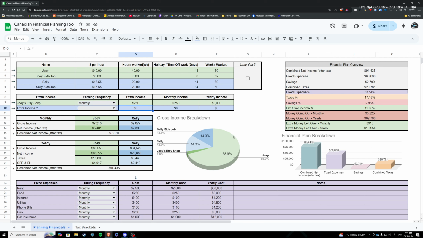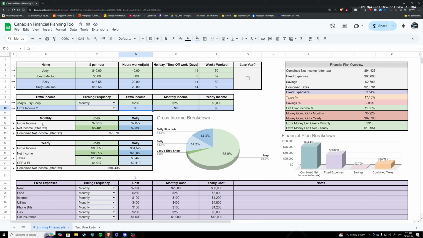Down here you have the graph, which can showcase the percentage split of the income. So Joey's taking up 68.9%. Joey's shop is making 2.6%. Sally's main job and side job are taking up 14.3%. So that's just your breakdown there.